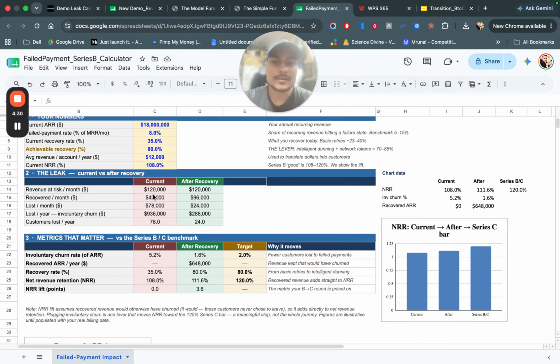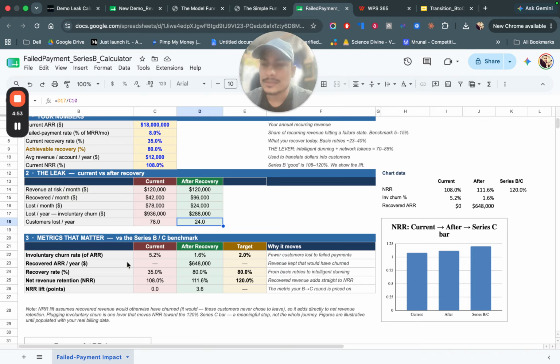Revenue at risk is 120K every month. After recovery, we can easily recover this amount just by installing a failed payment recovery system. You recover 96,000 every month and lose 24. This is how you are losing 24 customers every year just because of failed payments. That's why it is so important.